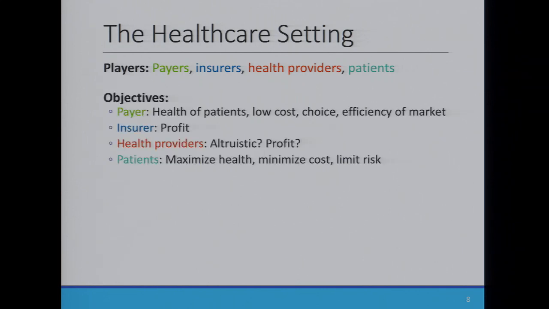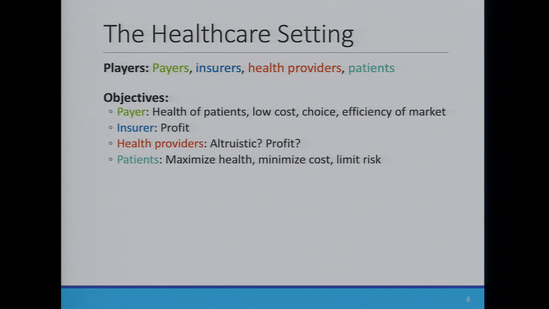And what are the objectives of these different players? Well, the payer, maybe they want to maximize the health of the patients, but they don't want to pay too much, but they want to give the patients choice, and also they want the market to be efficient. So I'm just sort of speculating at what the objectives might be. I'm not saying this is 100% true. The insurers probably just want to maximize their profit.